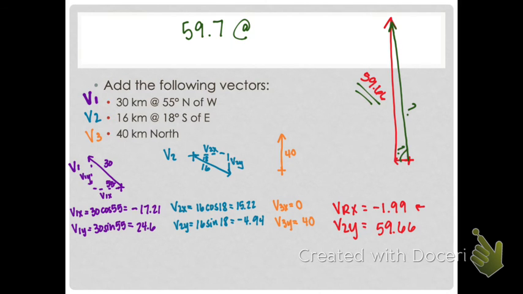Inverse tangent. 88 degrees north of west.